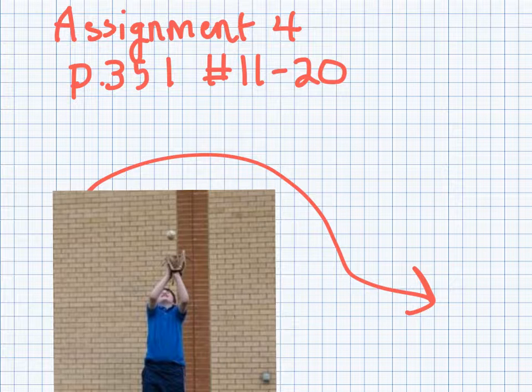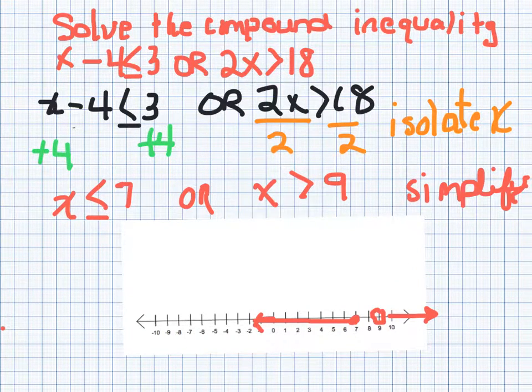So your assignment number 4 is on page 351, and do exercises 11 through 20. So next we want to look at how you would solve a compound inequality with or. And so we have x minus 4 is less than or equal to 3, or 2x is greater than 18. So we have to isolate the x, so we're going to have to get rid of everything but just this x.